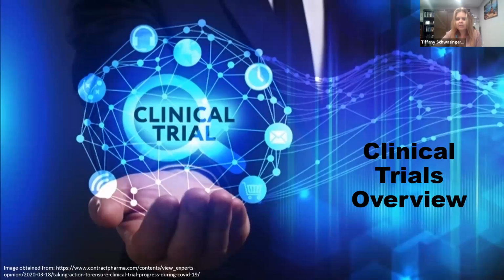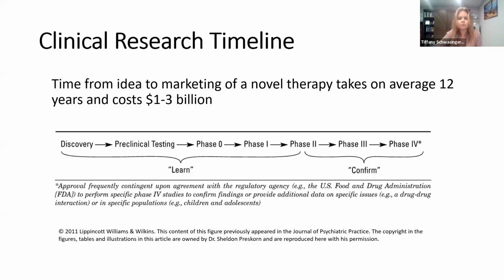Great. So let's briefly go through clinical trials. So when we talk about clinical trials, we want to talk about the research timeline. So the time from when it becomes an idea to actually getting out to market, on average takes about 12 years. So it's a very, very prolonged time and costs about $1 to $3 billion. So it is a substantial financial investment for a lot of these companies to be able to develop these drugs and devices. And it kind of goes through what we call the learn and confirm phase.